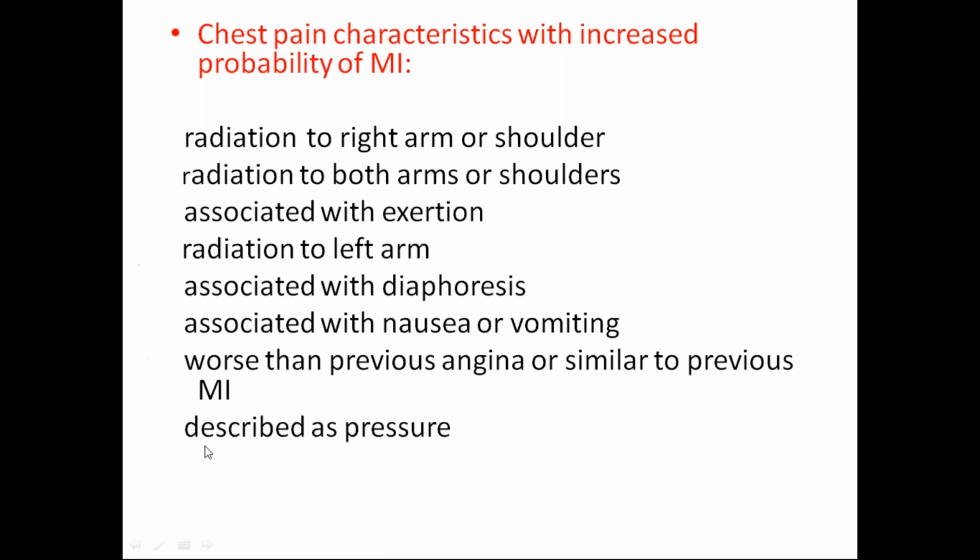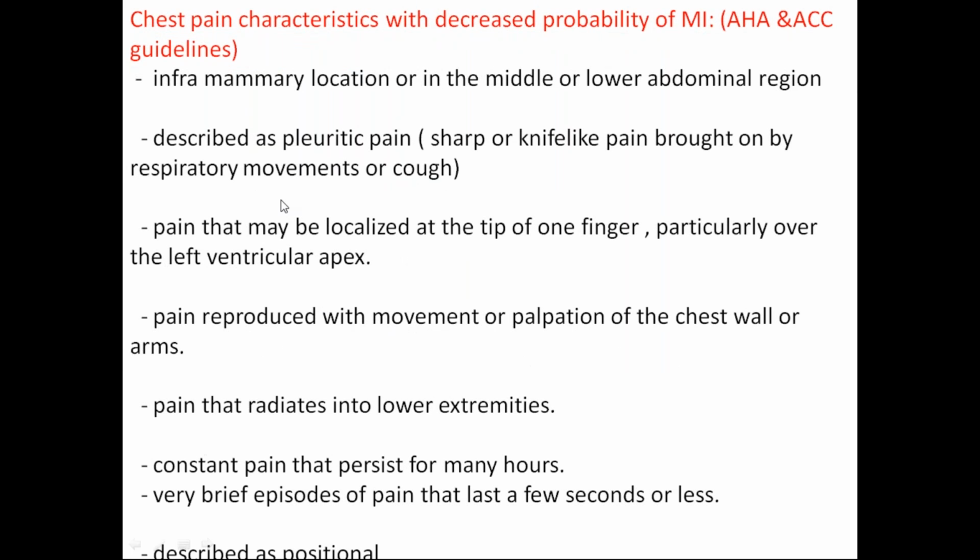These are the most likely causes of MI if the patient is presenting with these features. These are atypical features, most likely not due to MI. Pain in an inframammary location, or in the middle or lower abdominal region, is most likely epigastric pain, gastritic pain, or due to peptic ulcer pain. Pain described as pleuritic, sharp, knife-like is of pleural origin, pleuritis or pleural effusion.